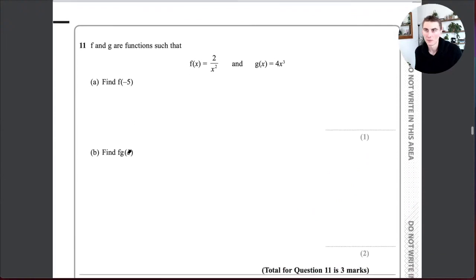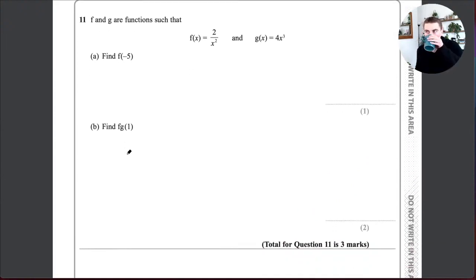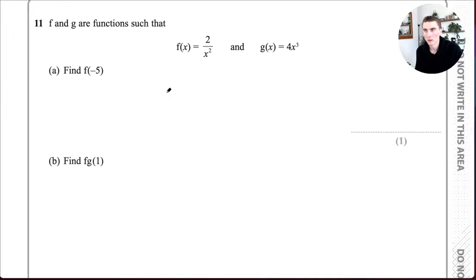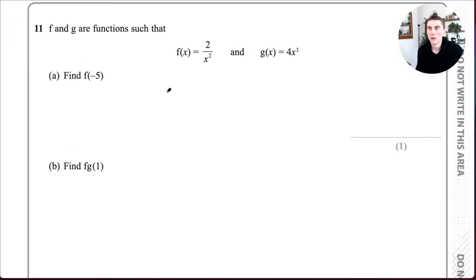Okay, number 11. So this one, it says f and g are functions such that f of x is 2 over x squared and g of x is 4x cubed. So they've just given us two functions. And for part A, we need to find f of -5.